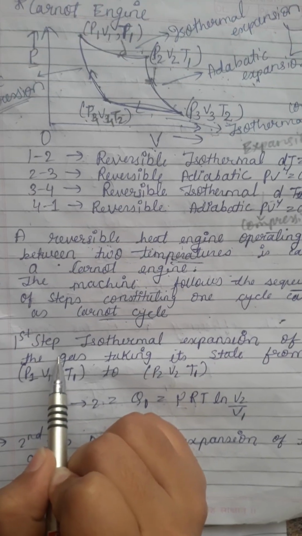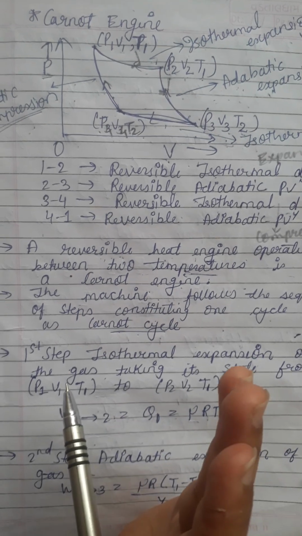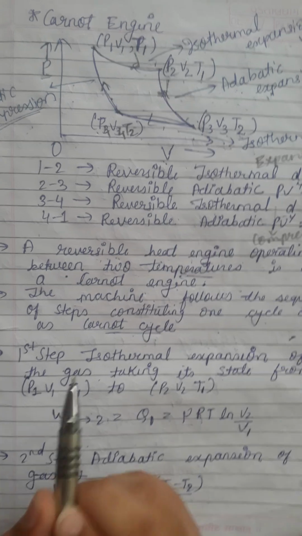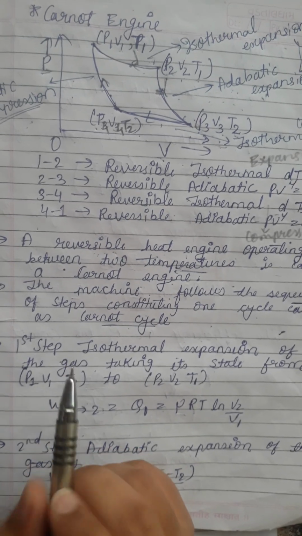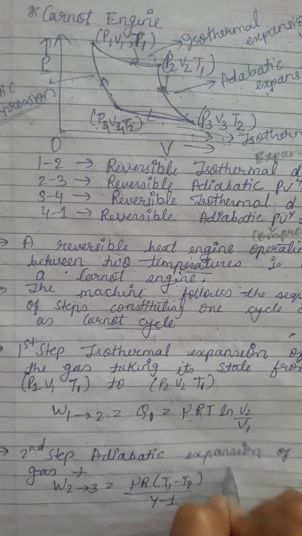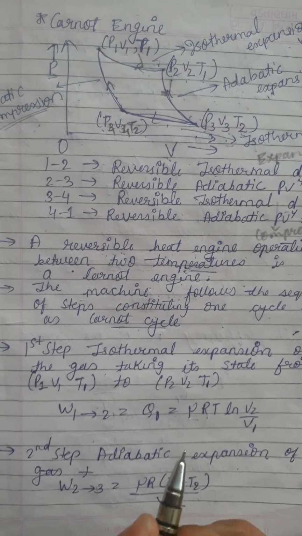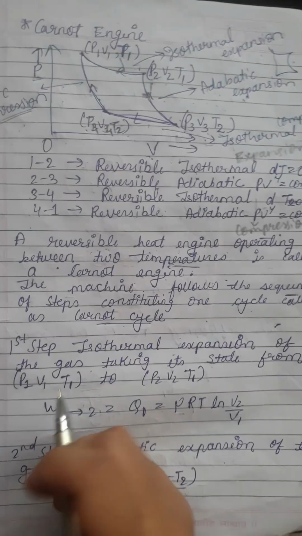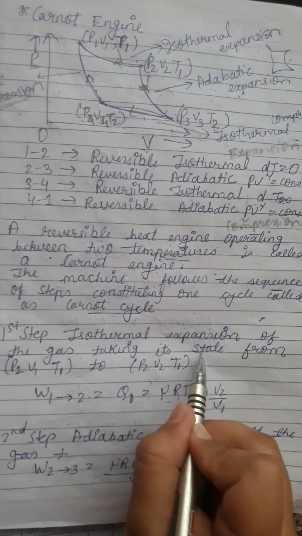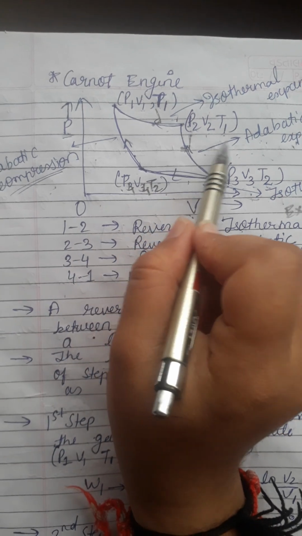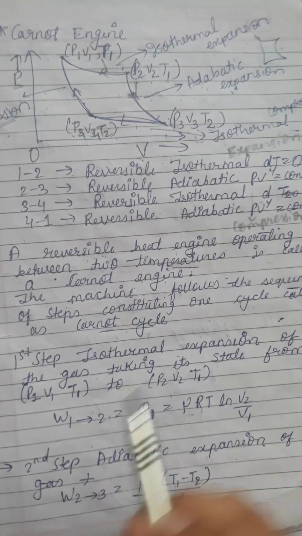First you have to clearly know the derivation of isothermal and adiabatic processes, which is most important. I will also upload that video, please check it out. Now the first step is isothermal expansion of the gas, taking the state from P1 V1 T1 to P2 V2 T1.